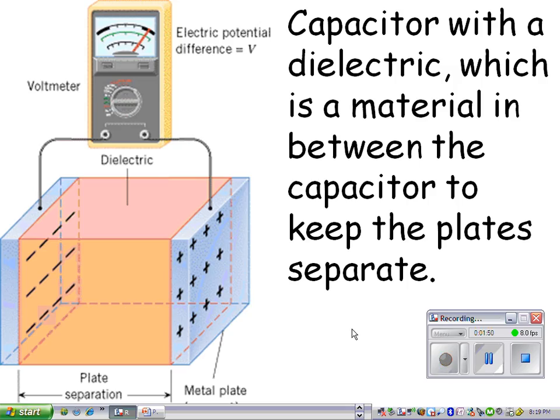Here's a capacitor with a dielectric, which is a material between the capacitor plates that keeps the plates separate. Sometimes we've been talking about capacitors as having a vacuum or an empty space in between the two plates. But a lot of times you'll have paper or cardboard or some kind of insulator in between the two plates so electricity cannot go from one to the other. It's an insulator of some kind to hold the charge.